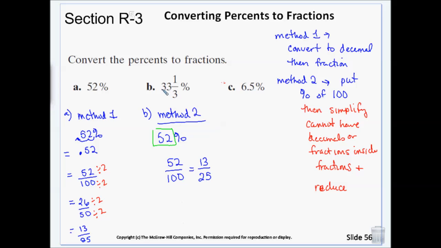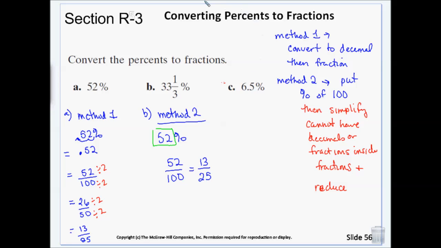It's when you get B and C that you might want to make a choice between the two. If you have a straight percent with no decimals and no fractions, just taking that number and sticking it over 100 is the easiest way to go. But when you have fractions and decimals inside your percent, you get to choose which method you think is easier to use.